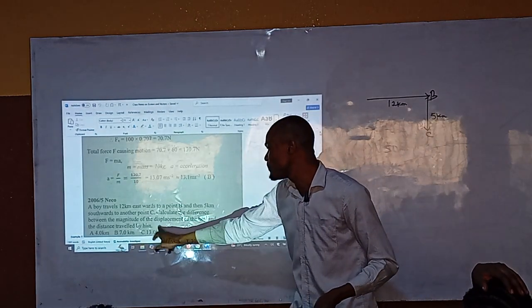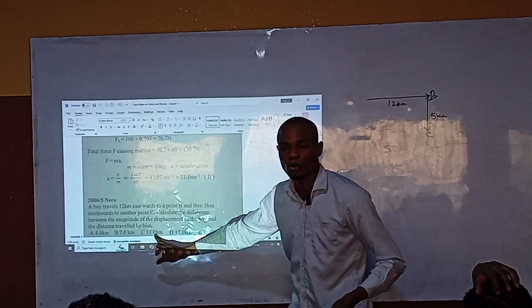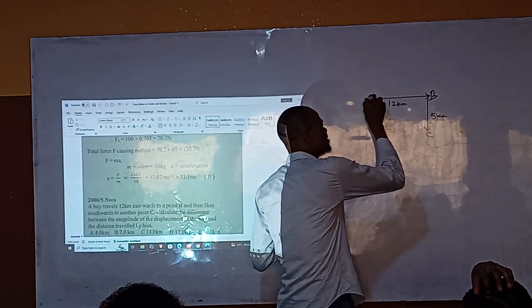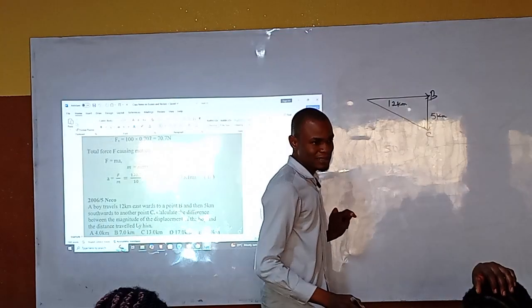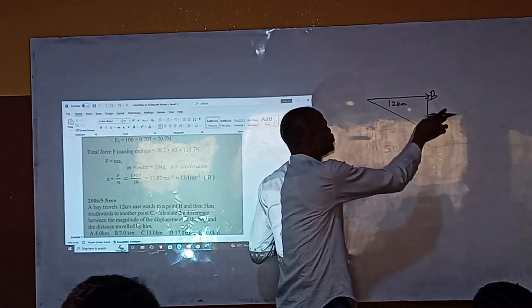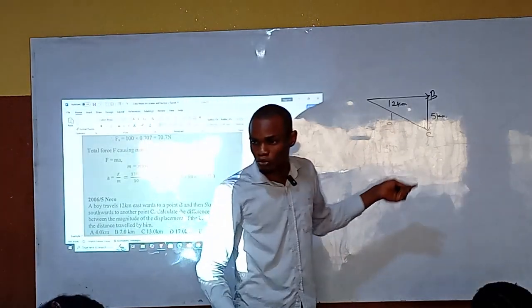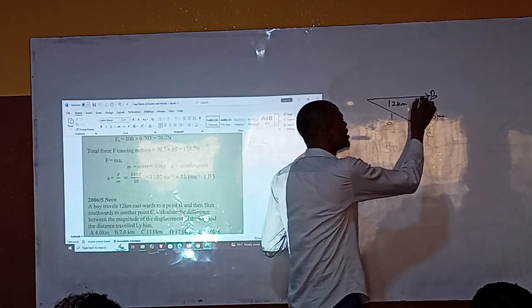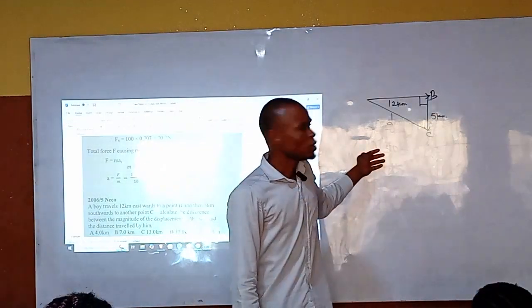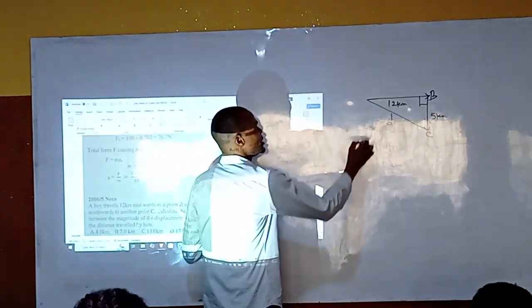So calculate the difference between the magnitude of the displacement of the boy and total distance traveled by him. How can I get the displacement here? I told you yesterday, this is your displacement. Your displacement is the resultant of these two distances. This is a right angle triangle, isn't it? What is the angle here? 90 degrees, right? Where is the hypotenuse? D.